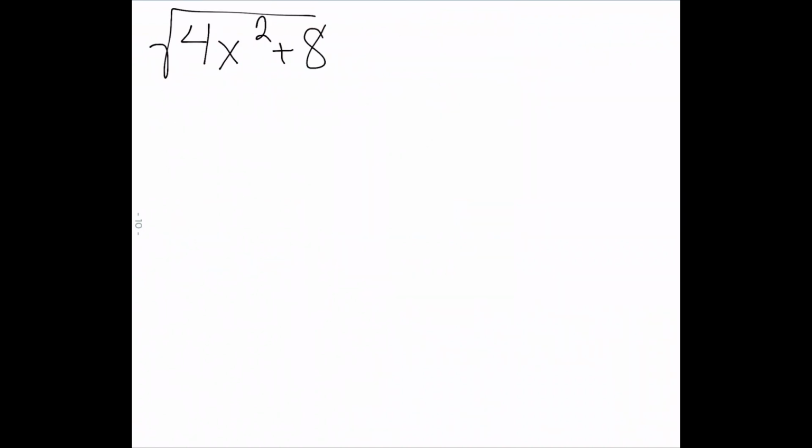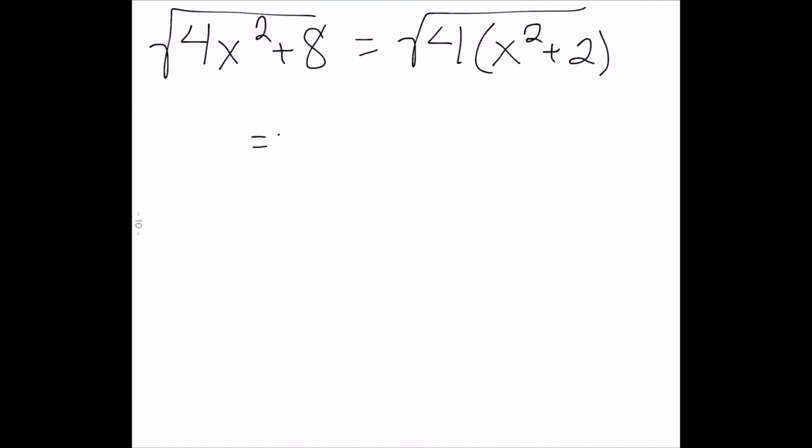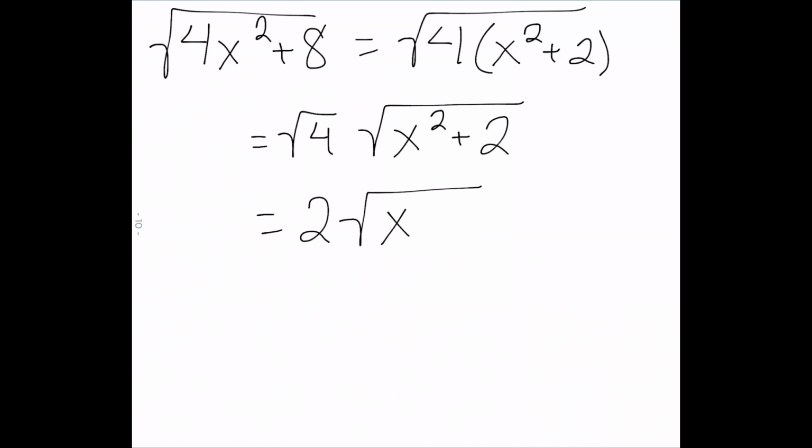Let's look at one last one. I can't break up my root, but I can see that everything under here has a 4 in common. This is the same thing as 4 times x squared plus 2. Well, that would be the square root of 4 times the square root of x squared plus 2. And the square root of 4 is 2. So I was able to simplify this some.